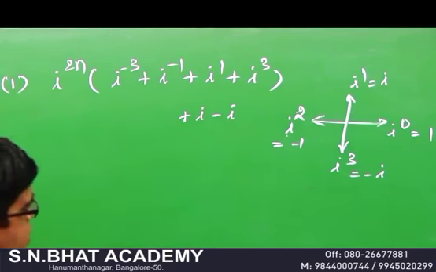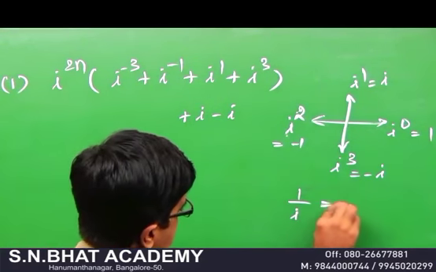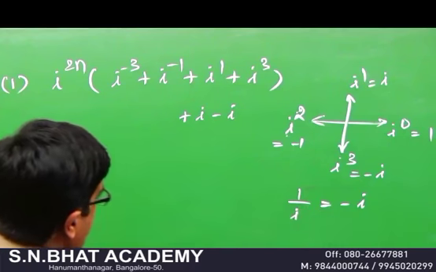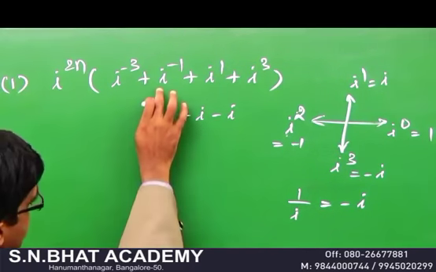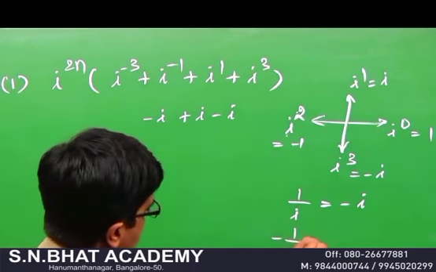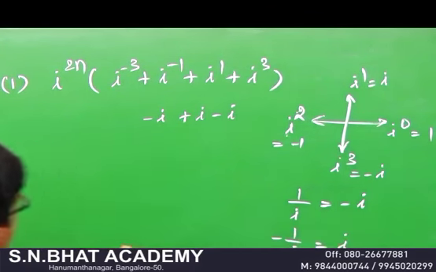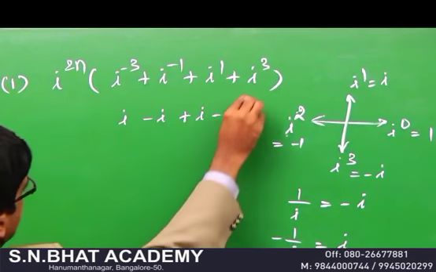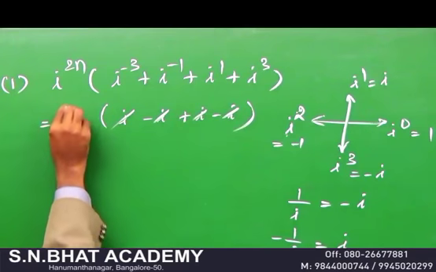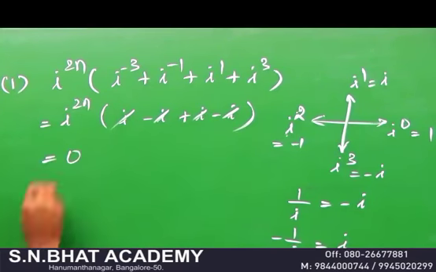1 divided by i is equal to minus i. Easily you can prove by multiplying minus i by minus i. So 1 by i is minus i. This is minus 1 by i, which is equal to plus i. So this will also be i. Now all these things get cancelled. So this will be equal to 0. So for the first question, the answer is A.